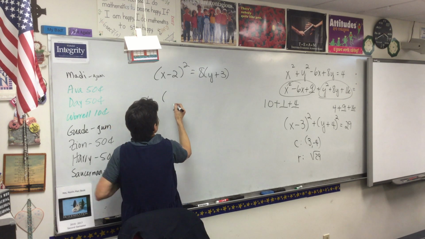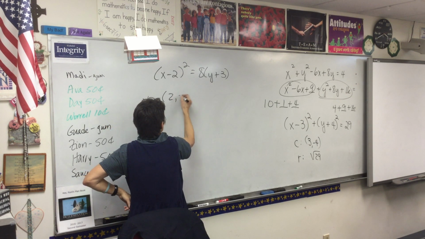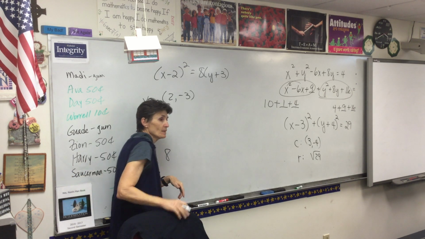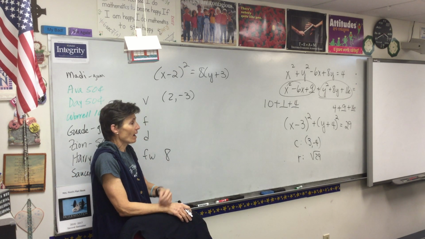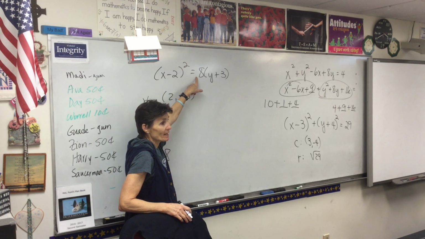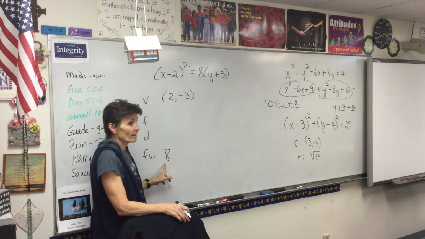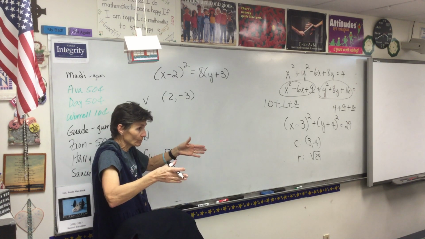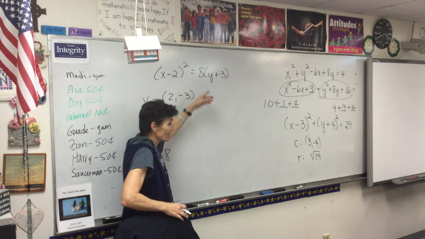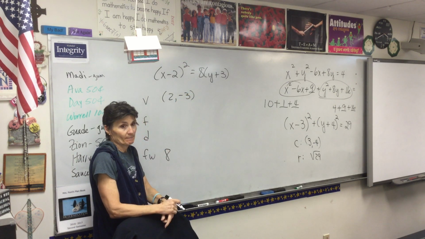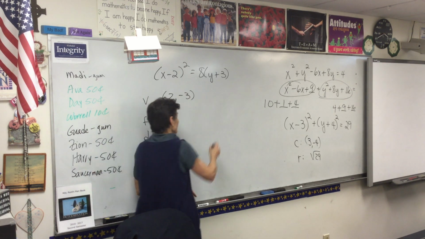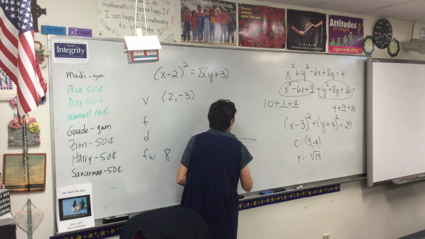The vertex is 2, -3. And the focal width is 8. Now, one thing to keep in mind, if by chance that would be a negative, when you write your focal width, it's still positive. It's a width. How wide are you? So even if that said -8, your focal width would be 8. Okay? Now, the other 2 we have to work a little bit for.